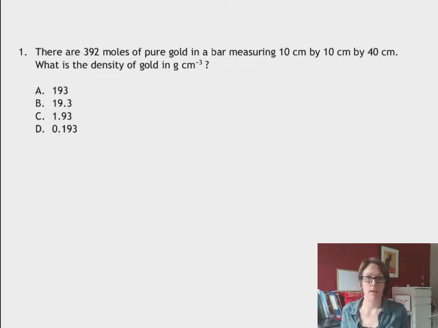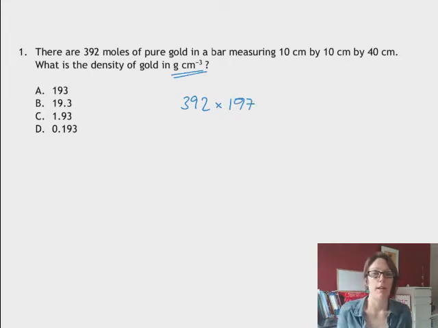392 moles, and we're also given some information about the lengths and the sides. So density in grams per centimetre cubed. So there's my units, there's my clue. I want to go from moles into grams. So I'm going to look up the mass of 1 mole of gold on the periodic table, which happens to be 197. Times it by 392, that will get me the total number of grams in that gold bar.